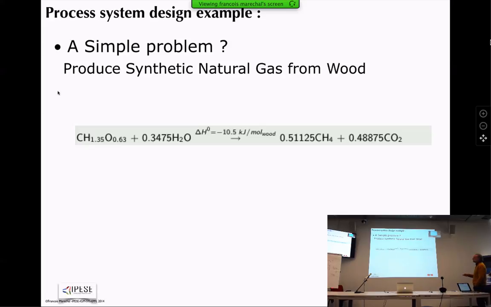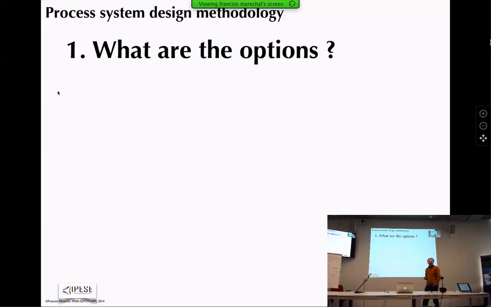So if we take this, if we add a certain amount of water, then we will be able to produce a certain amount of methane and a certain amount of carbon dioxide. So this is just a stoichiometric calculation. And this is exothermic, so it means that we will release heat. So this is the simple problem definition. And when I have to solve the process system design, I have to look at what are my options first.